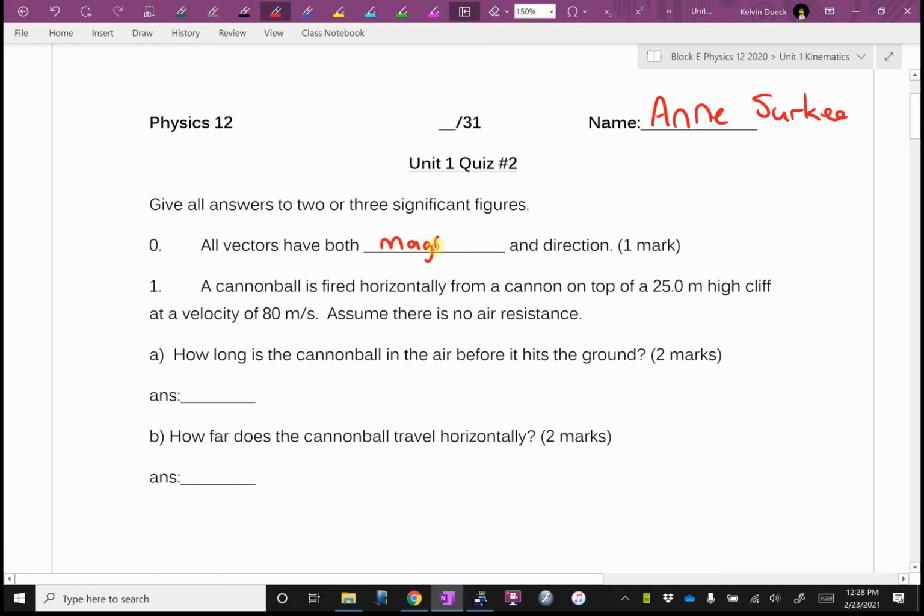Magnitude. That's the fancy physics word. If you said size, sure. But if you want to sound science nerdy, magnitude and direction.